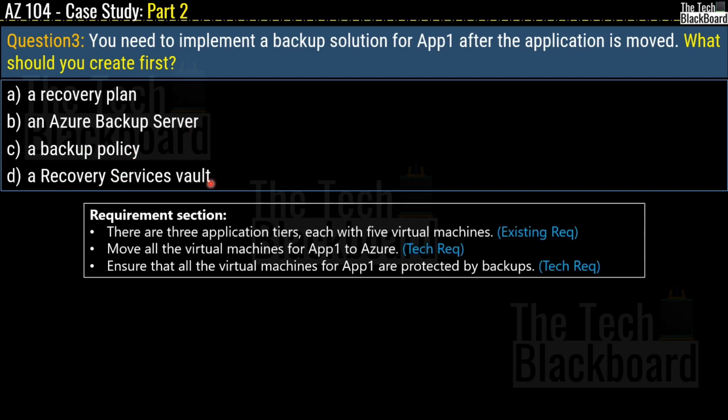Once again, let me tell you which requirement sections we are going to fulfill with this question. This question is actually mapped with three requirements. The first one is that there are three application tiers, each with five virtual machines. This is coming from the existing requirement section. Then we have: move all the virtual machines for app1 to Azure. This is coming from the technical requirements. And lastly, we have: ensure that all the virtual machines for app1 are protected by backup. This is coming again from the technical requirements. Now let me show you the answer. The answer is again option D, a recovery services vault.